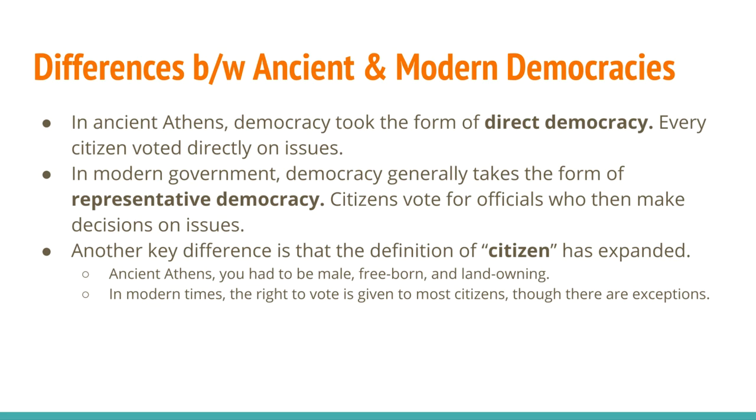Another key difference is that the definition of citizen has actually expanded. Okay, so in ancient Athens, you had to be male, you had to be freeborn, and you had to own land. But in modern times, the right to vote is given to most citizens, though there are certainly exceptions, right? The right to vote is in America supposedly a constitutional right, though we will see later on that that is not always the case, right? There are very good examples where the right has been rescinded, taken away from somebody.